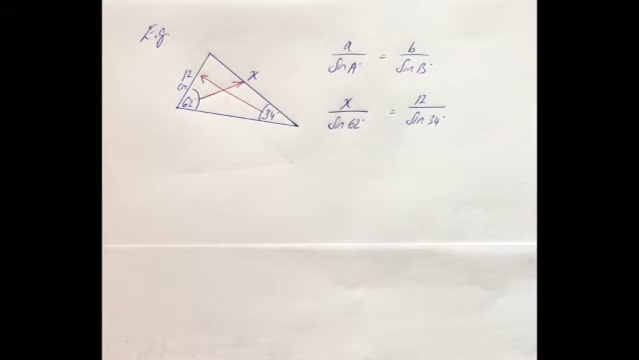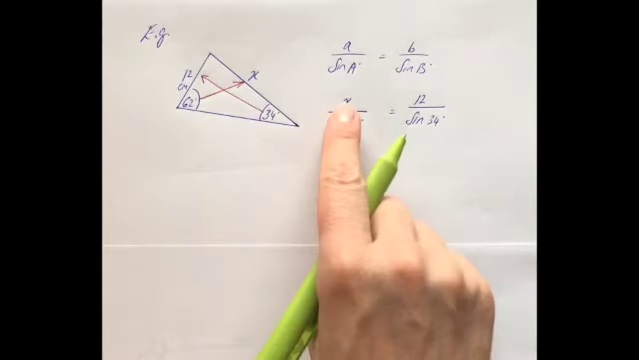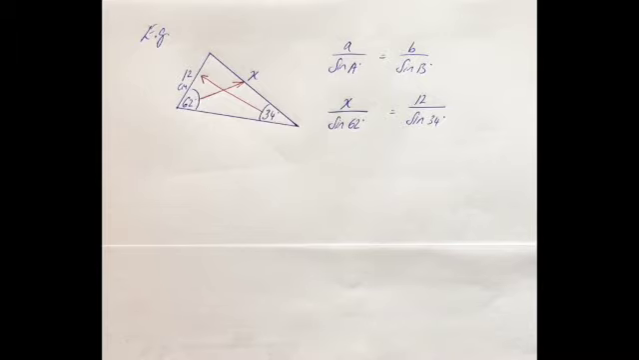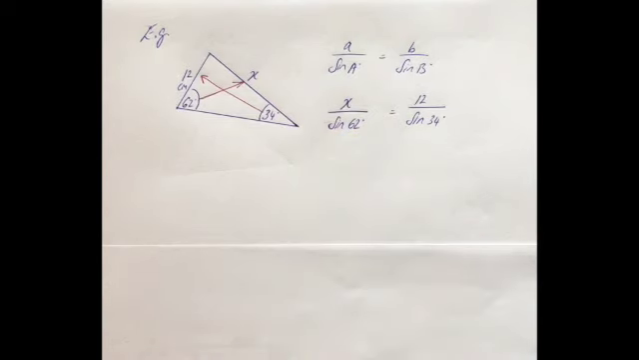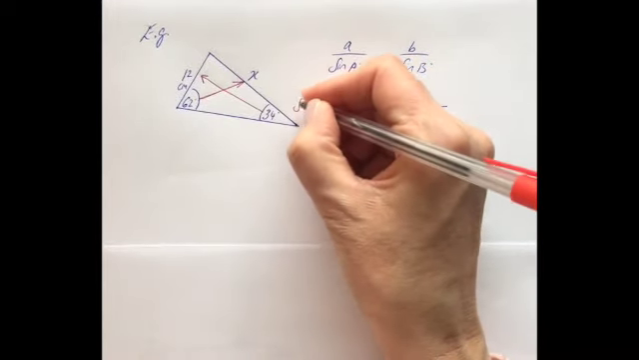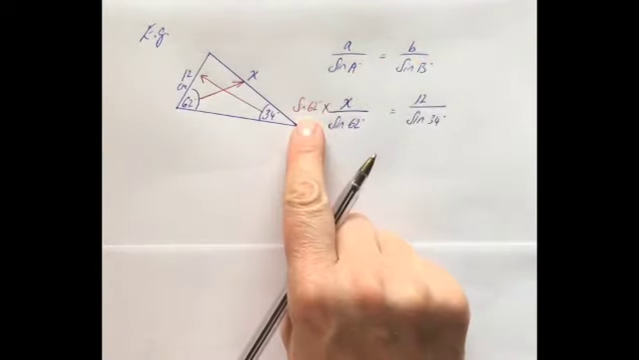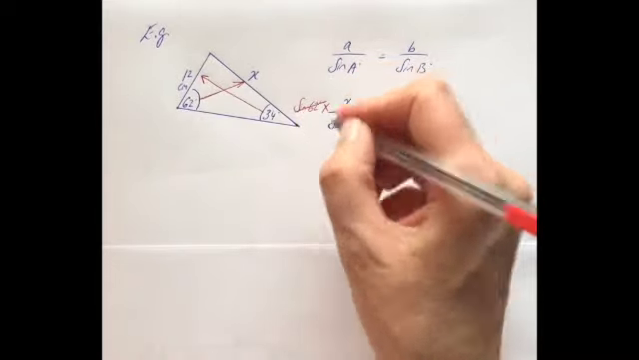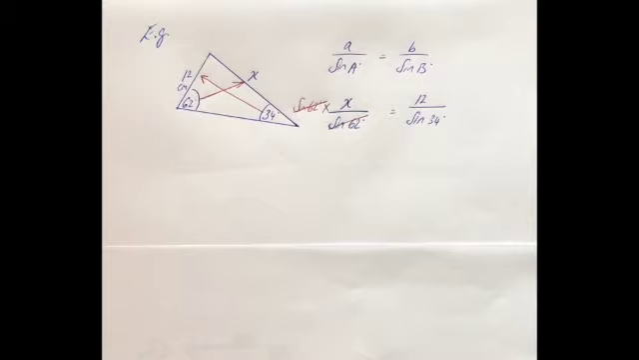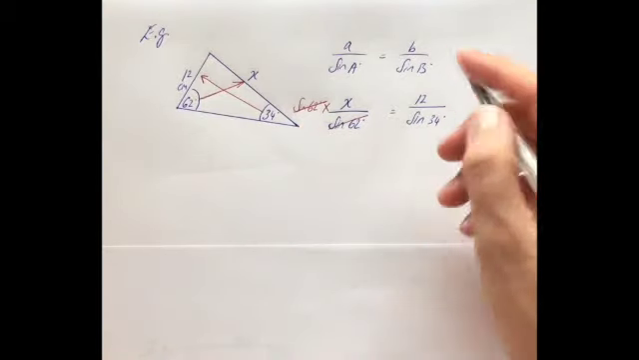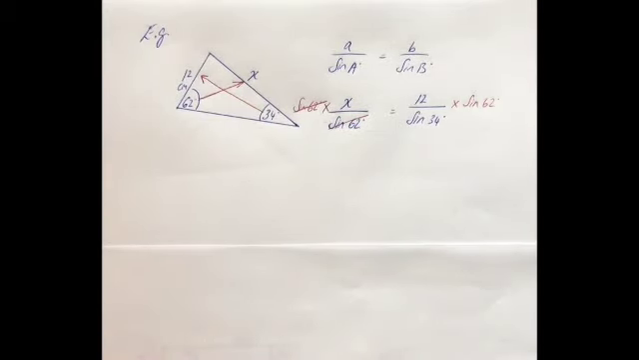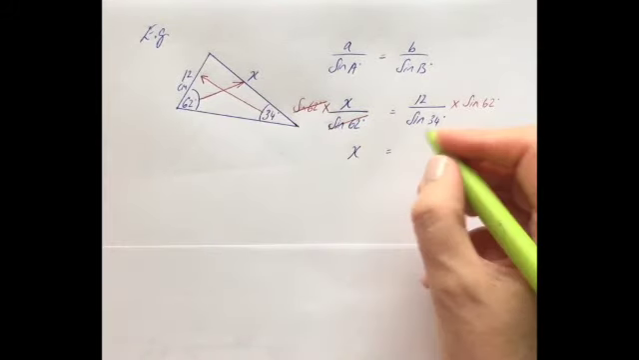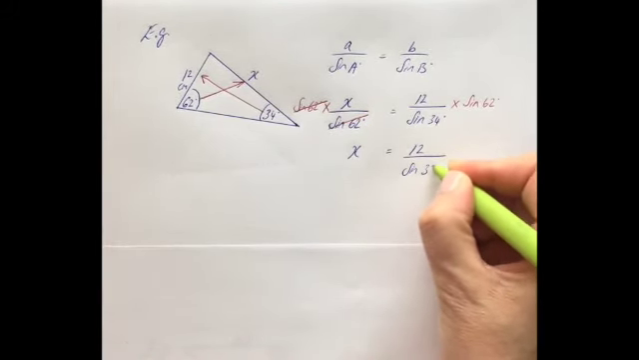Okay, so now always what you want to do, of course, is get X on its own. But in order to get X on its own, we're going to have to get rid of this divide by sine 62. Well, how to get rid of a divide by sine 62 is to, of course, just multiply by sine 62. If I multiply the left-hand side by sine 62, it will automatically get rid of the divide by sine 62. But of course, if I multiply the left-hand side by sine 62, I've got to multiply the right-hand side by sine 62 as well. So now I have x on its own, which is exactly what I want on the left-hand side, and on the right-hand side, I have this calculation.